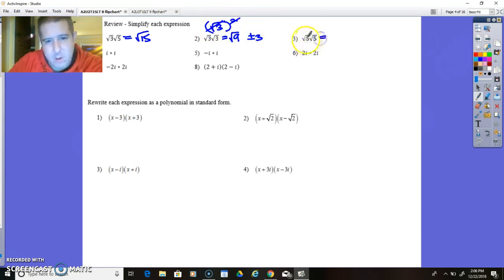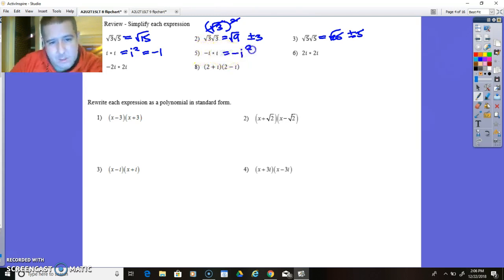Same thing here, so square root of anything times itself, so 5 times 5 is square root of 25. Square root of 25 is both positive and negative 5. i times i is i squared, and i squared, as we talked about before, is negative 1. It's a real number. Negative 1i times another i makes negative i squared, and i squared is negative 1. The opposite of negative 1 is positive 1.